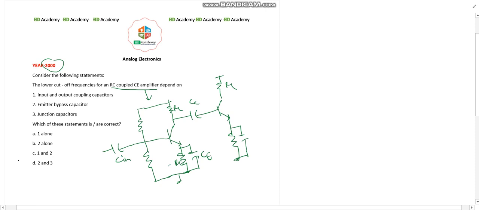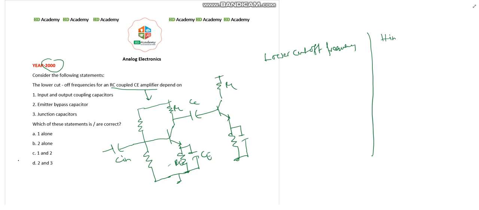Right now, see, there are two cutoff frequencies. One is the lower cutoff frequency, which is asked here, and another is the higher cutoff frequency. We will discuss both cutoff frequencies in this video, because in another question you also get the higher cutoff frequency of an RC coupled CE amplifier depends on. So we will discuss both.